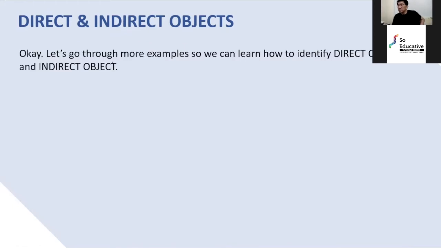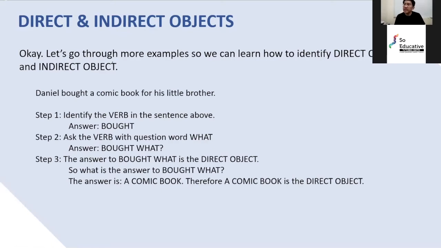So to be able to identify the direct object and indirect object, you need to go through some examples. Now, the next example is: Daniel bought a comic book for his little brother. So as usual, you follow the 3-step process. Step 1, you need to identify the verb. The verb in this sentence, the action word, is bought.